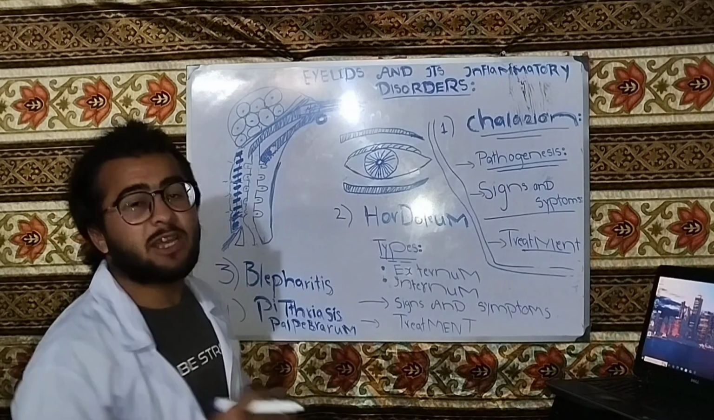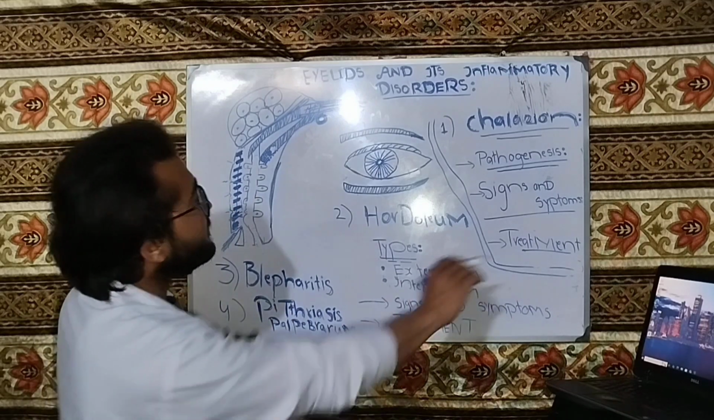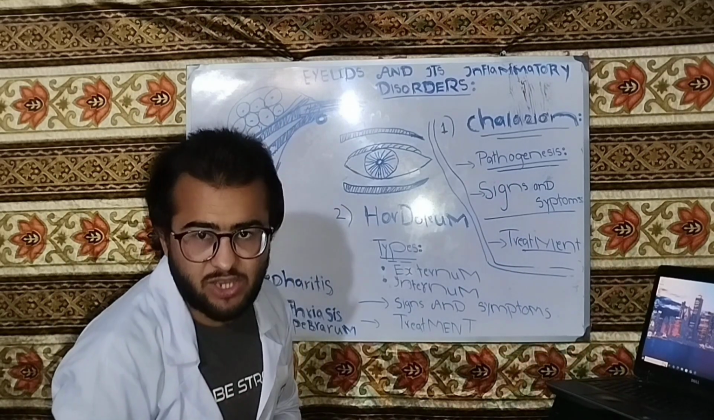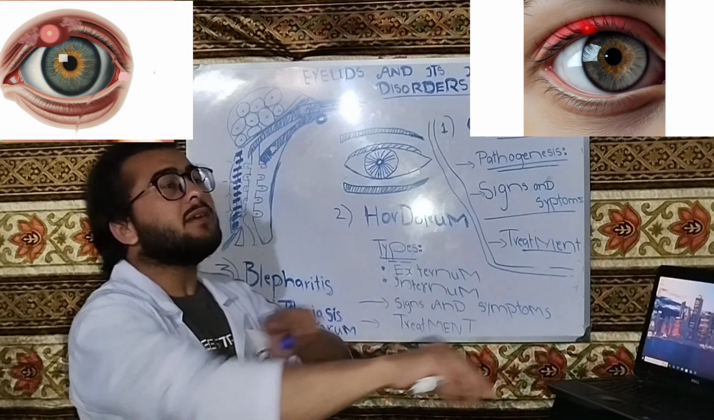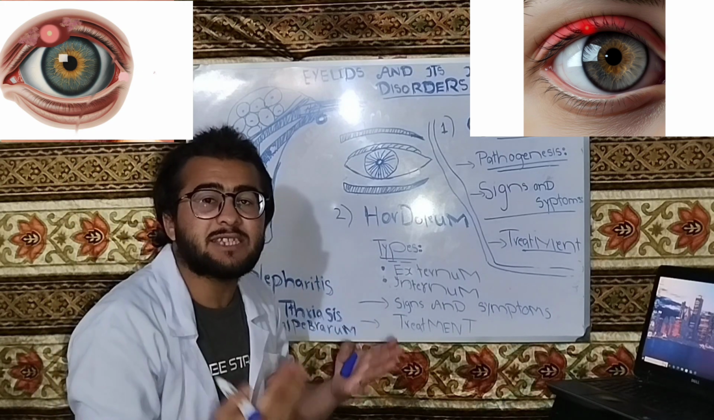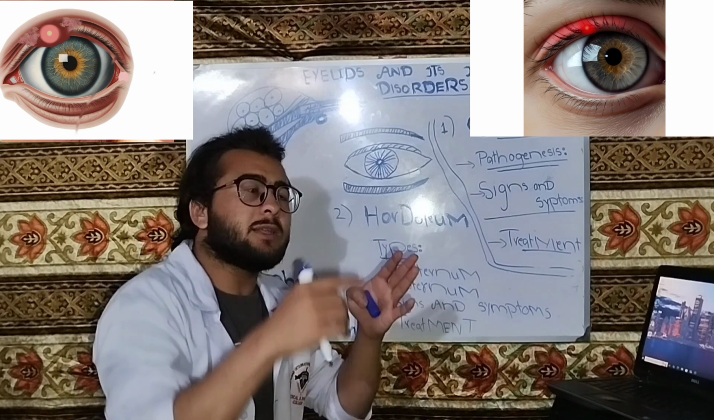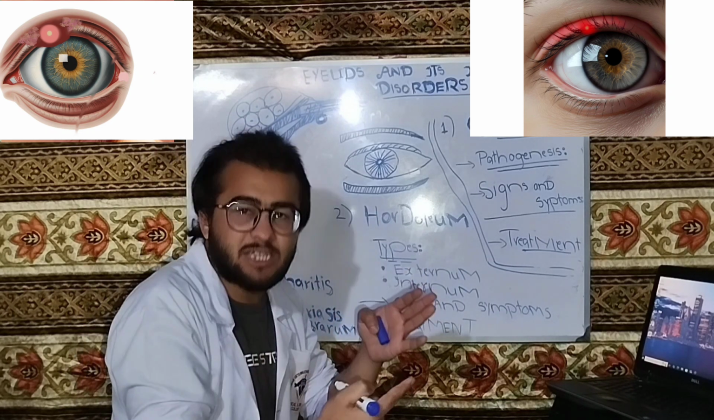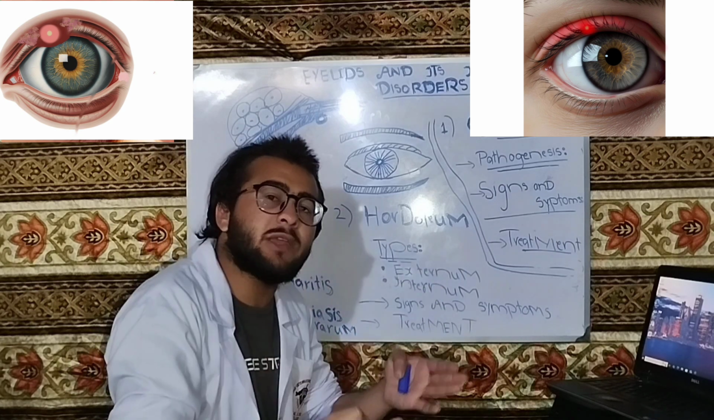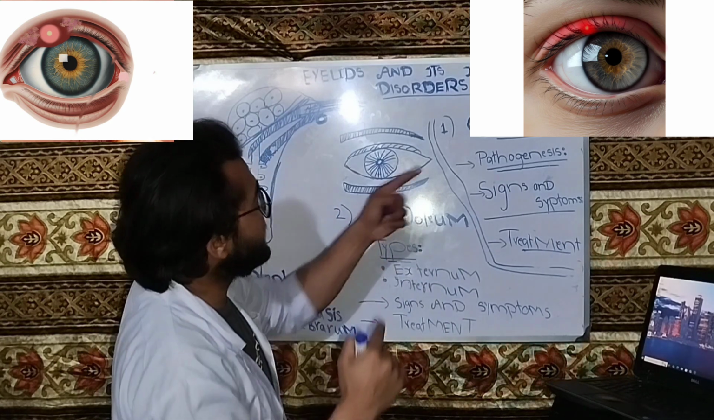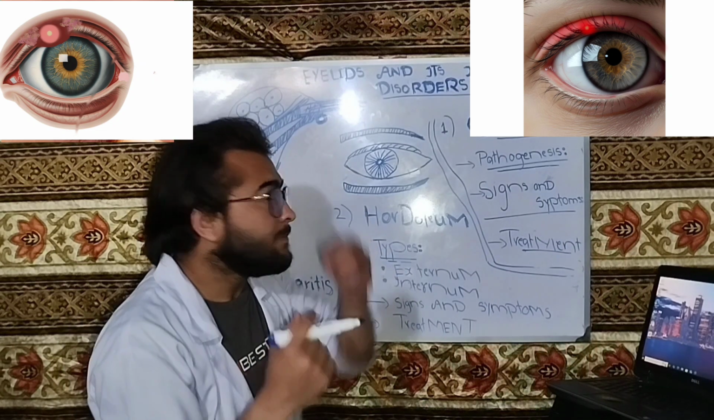Now we will discuss the inflammatory conditions. The first condition is the chalazion. What is a chalazion? It is a lipogranulomatous inflammatory reaction in the meibomian gland. When there is the formation of granulomatous, specifically lipogranulomatous, inflammation in the meibomian gland, it is called a chalazion. Now, the pathogenesis: how does a chalazion form?